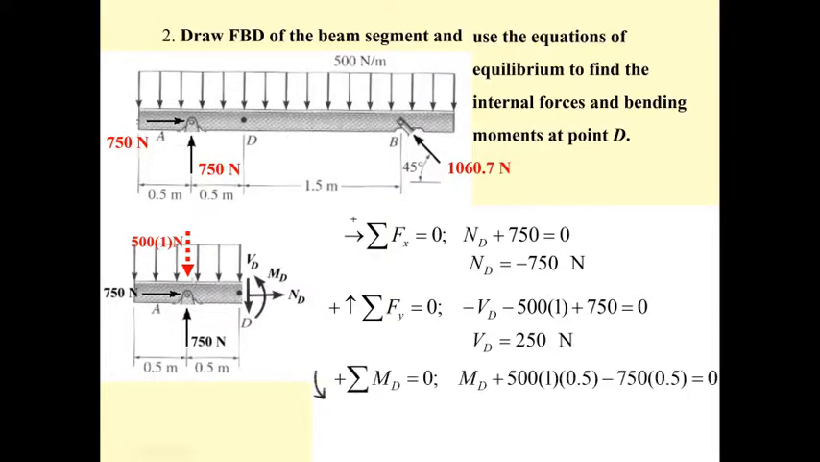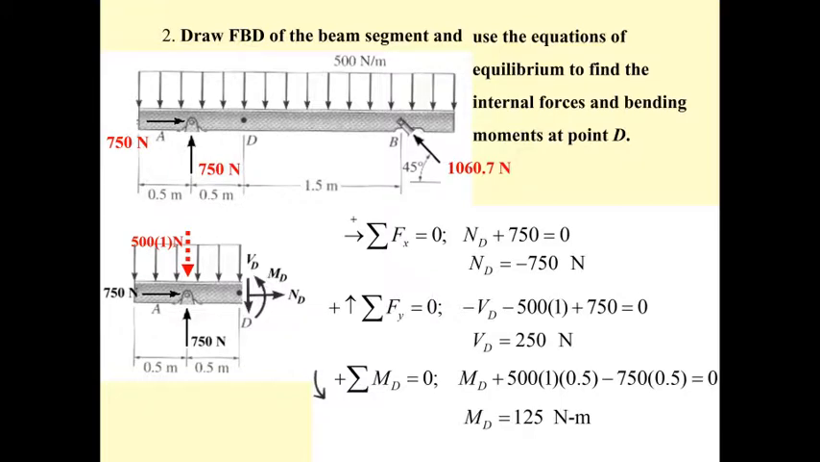And the last one, you take moment at D over here. When you take moment at D, counterclockwise M sub D is positive. And then the 500 times 1 times the moment arm of 0.5 also rotates the same way as M sub D, so it's positive. This one produces no moment because it points through point D. Another one is 750, which is opposite to M sub D, so it's minus 750 times 0.5, and then you get M sub D of 125 Newton meter.